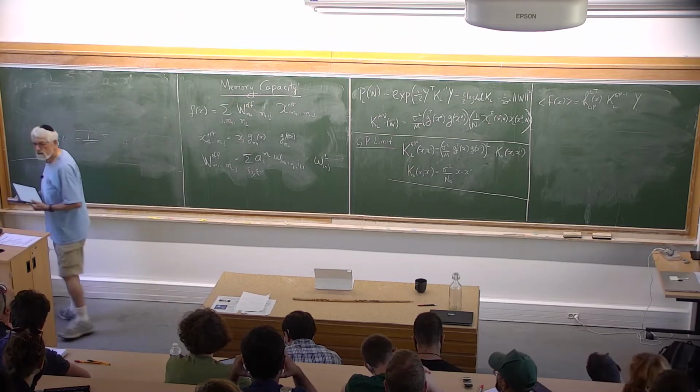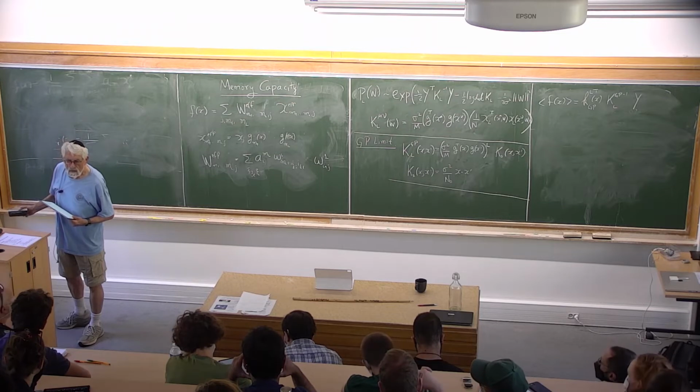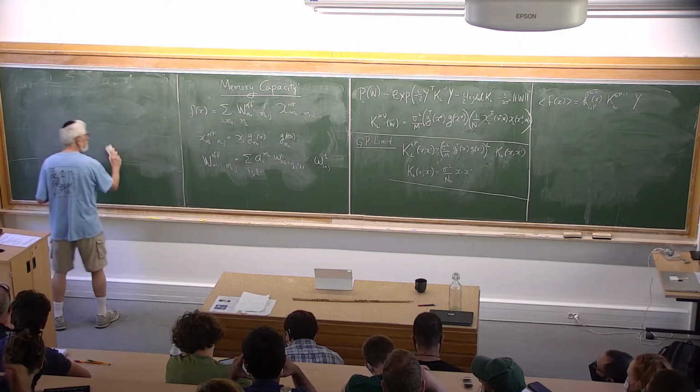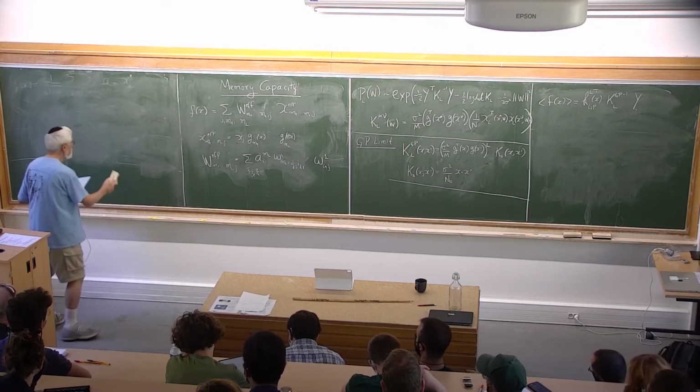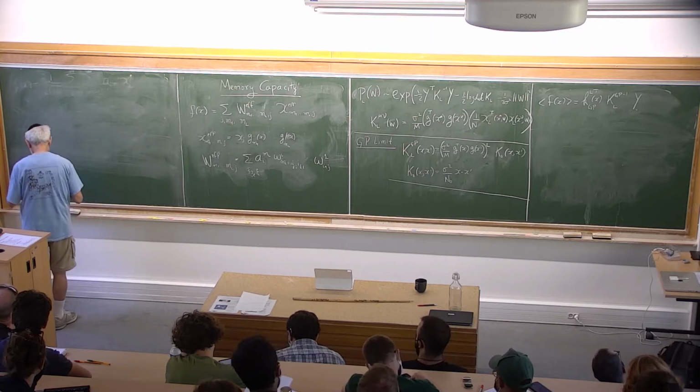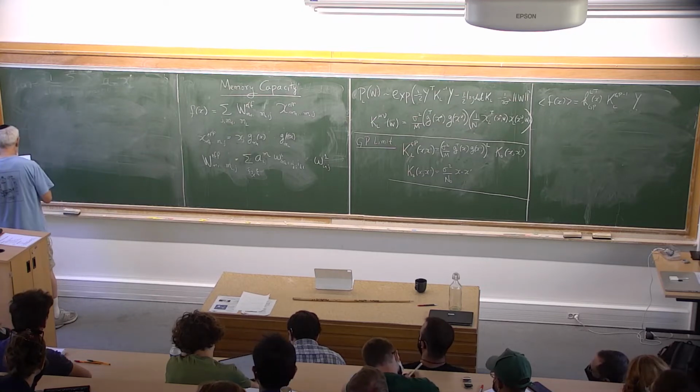How much time do I have? Still have what? 25 minutes? 35. So let me what? 25. So let me do the theory quickly and then show. I need some time to explain the results in examples.